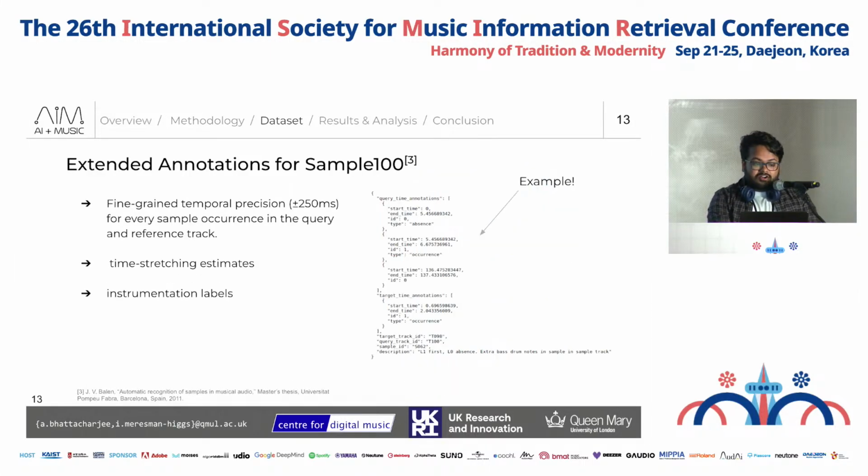Another really important contribution of this paper is the extended annotations to the Sample100 dataset. The Sample100 dataset is the only publicly available sample identification dataset. However, before this, you could not do segment-level matching. So what we did is we went about painstakingly getting the annotations for every single sample occurrence in both the query and reference track. And we have a bunch of other necessary metadata that might be useful for evaluation.